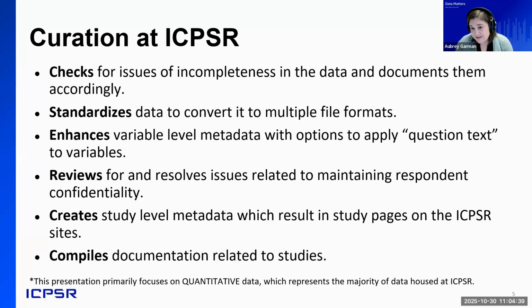More specifically, curators at ICPSR perform a number of quality assurance checks to make sure that the study materials are complete, valid, and meet archival standards. Different ICPSR projects have different priorities, budget constraints, and funding mechanisms, which will all feed into different decisions about how much curation effort can be afforded to any given deposit. So sometimes this means that we're reviewing every variable and page of documentation and then applying the prescribed level of curation enhancements. And sometimes it means just reviewing the minimum necessary for safe data sharing. In general, though, curation will check for issues of incompleteness in the data and then document them accordingly.